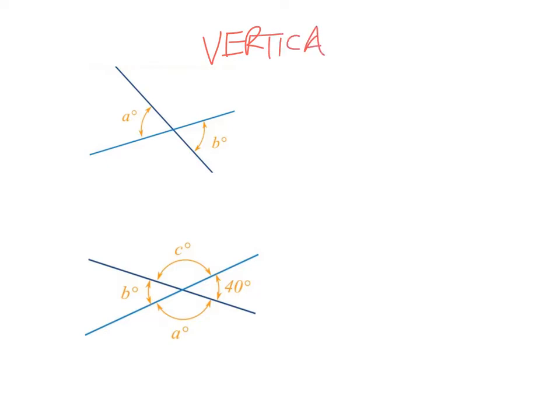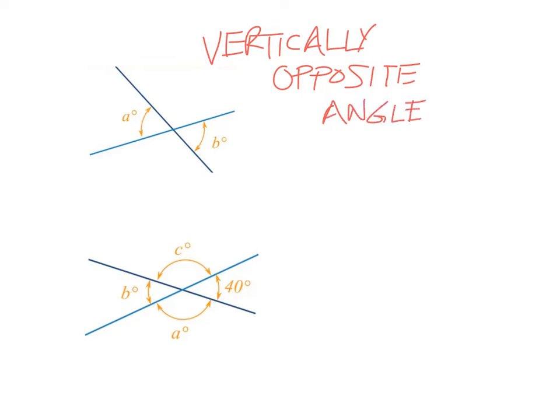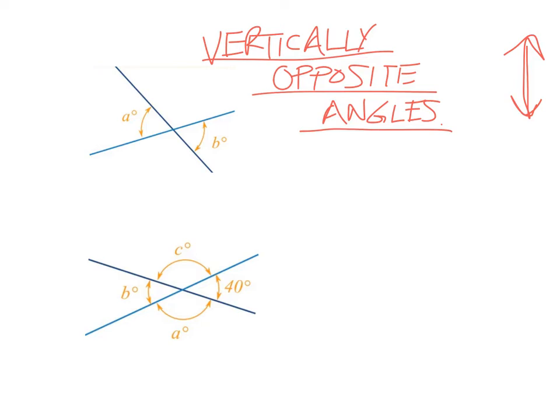You will also see it as vertically opposite angles. And don't think in terms of vertical like you know that vertical goes up, down. It's not that in this case, so we're not dealing with that. What we are dealing with is our little root word, vertices. Vertices is the plural of vertex.